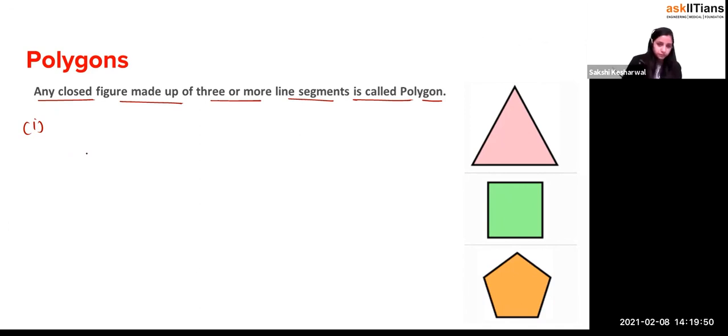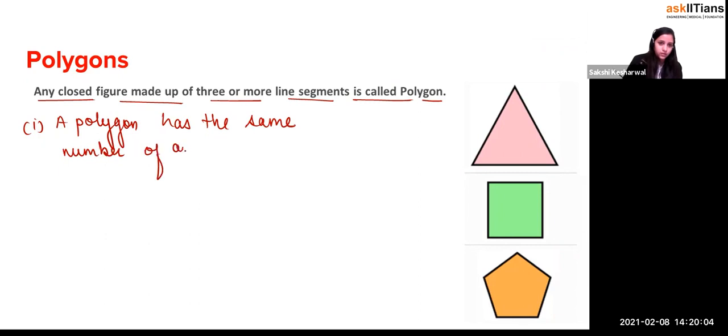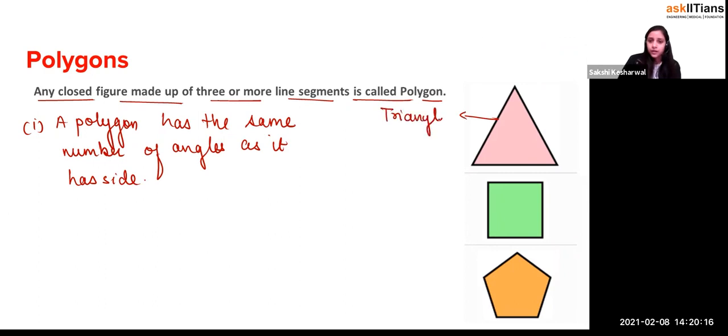So we say that a polygon has the same number of angles as it has sides, right? So let's do this. If it has three sides, then we say this is a triangle, right? If it has four sides, we say this is a quadrilateral. We just did quadrilateral right now, right?